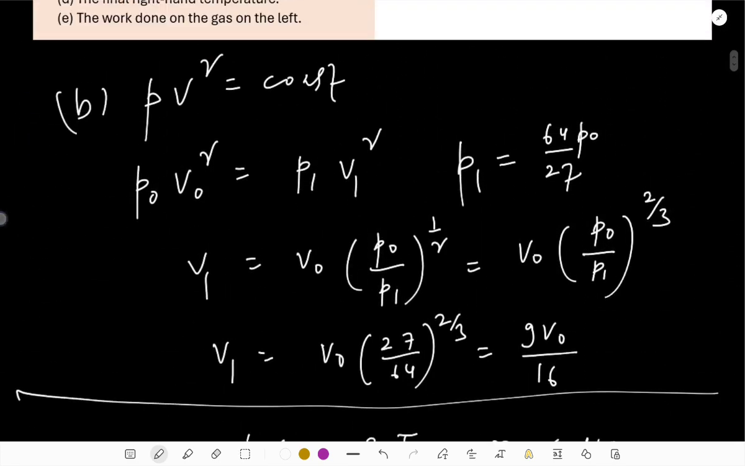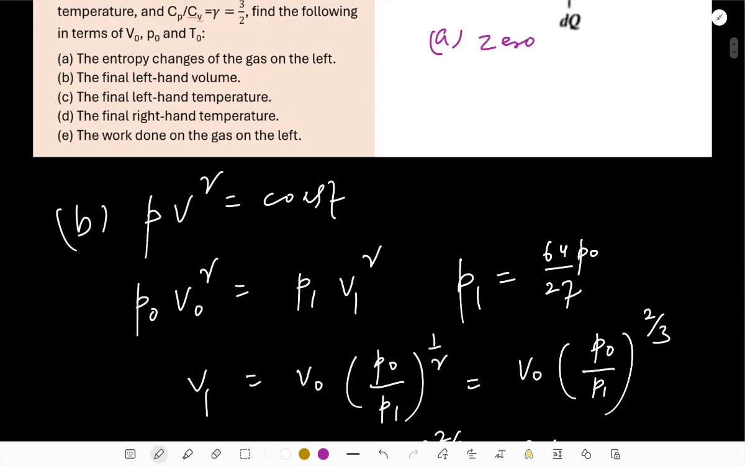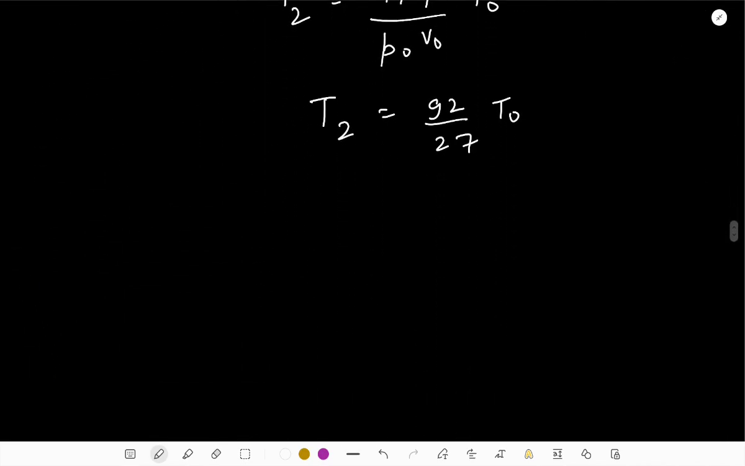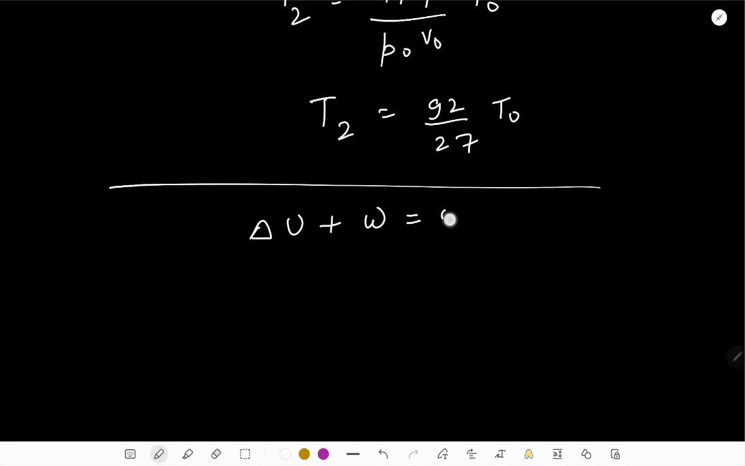And what is the last problem? This is the work done on the gas on the left. Since the process is adiabatic, so from the first law of thermodynamics, Q is equal to 0. That means change in internal energy plus work done by the system equal to 0. And work done is equal to negative of change in internal energy. That is minus nR by gamma minus 1 delta T.